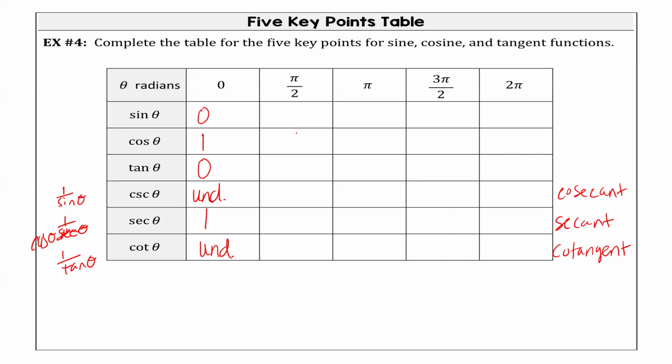So pi over 2. What were your sine and cosine for pi over 2? 1 and 0. So what was your tangent? Undefined. And now we're going to do the reciprocals. What were our reciprocals? 1. Undefined then. 0. Perfect.